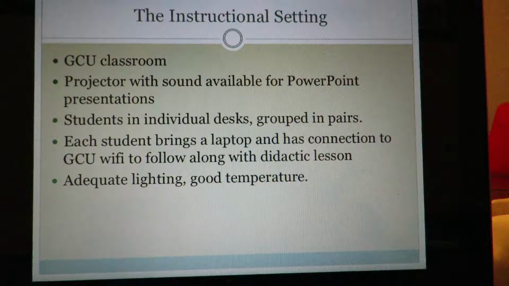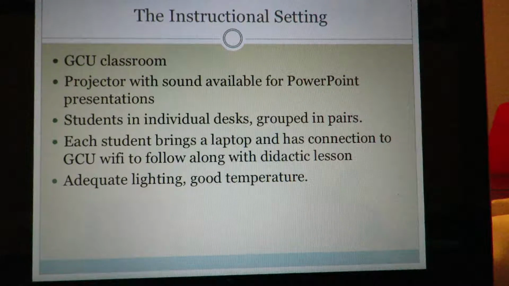The lesson takes place in a GCU classroom. There is a projector with sound available for all the PowerPoint presentations. Students sit in individual desks. Each student is put in pairs of 2. All the desks face towards the front of the classroom where the teacher is instructing.